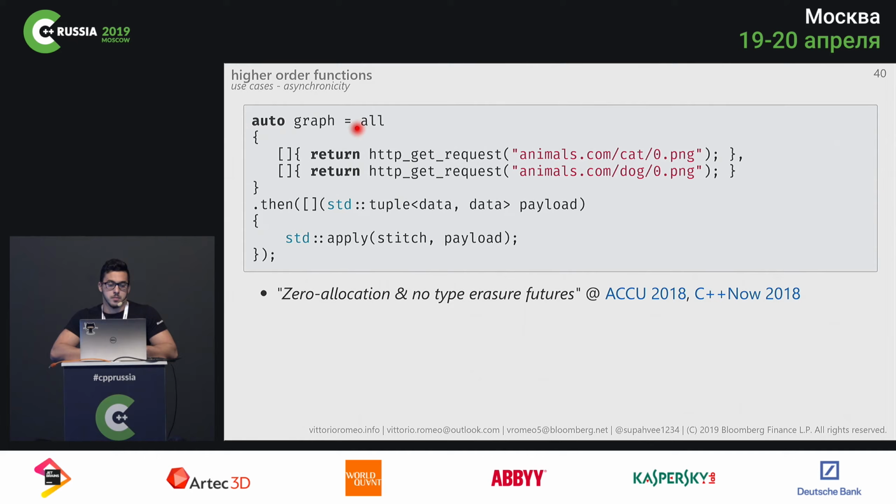So in this case, you can imagine I have this all node that takes 2 functions, and there are 2 long-running HTTP GET requests. So we want to do them in parallel. And then we attach a .then continuation that says, OK, when both are done, then aggregate the results in this payload tuple that contains the data of all requests. And then you can apply some sort of image stitching or something like that to produce the final result.